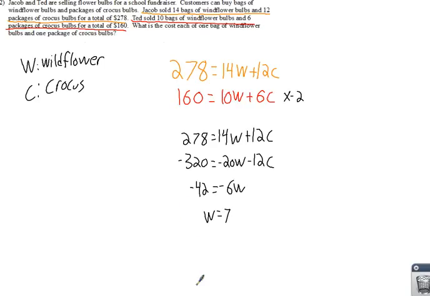So, I've got W equaling 7. What do I do with that? I'm going to jam it into one of the original functions. I'm going to pick the bottom one this time.